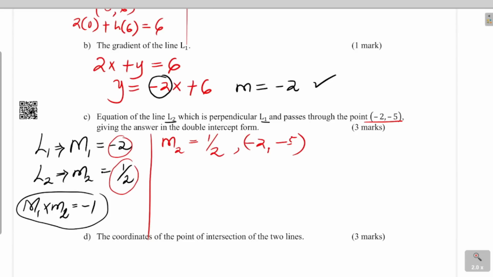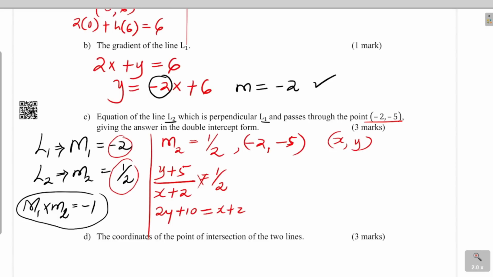So now with these two, we can get the equation of L2. We have the gradient as 1/2, and we have the point. So to get the equation, I will just introduce another general point on the same line, (x, y), and this is how you get the equation. The gradient is change in y, which is y subtract -5, which will be y plus 5, divided by change in x, x subtract -2, which will be x plus 2, is equals to 1/2. When you cross multiply here, you will get 2y plus 10 is equals to x plus 2.